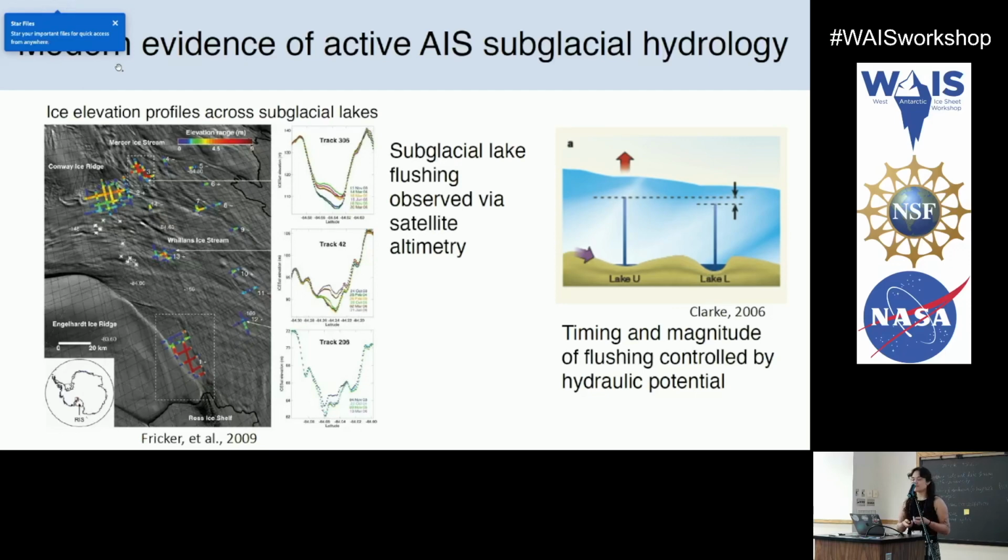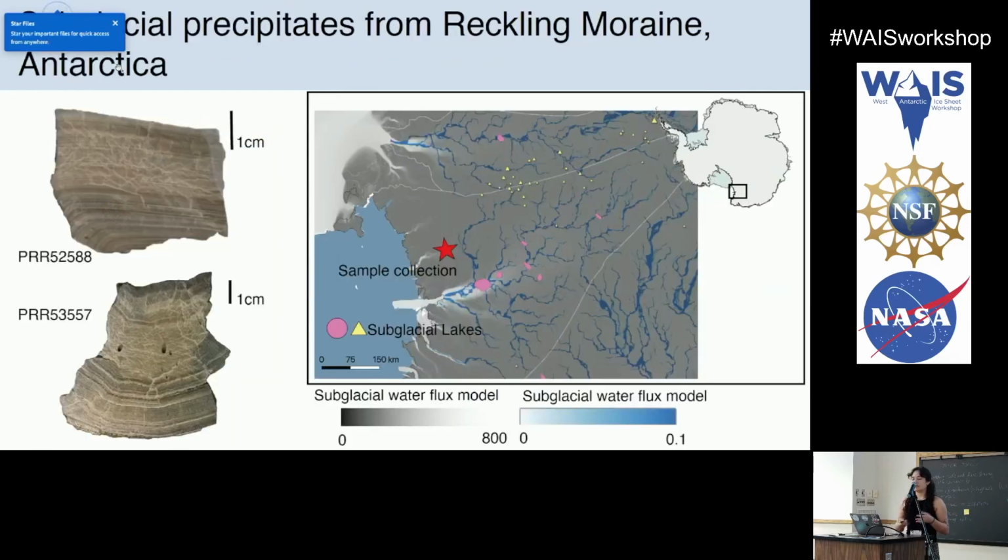So the timing and magnitude of this subglacial lake flushing is controlled by hydraulic potential, which is mainly set by steepness of ice with some sensitivity to ice thickness and meltwater input. What that gives us is larger, more stable lakes closer to the interior of the ice sheet with smaller and less stable lakes closer to the margins. These systems have been studied over the last few decades, but we wanted to access the subglacial hydrologic record through deep time. We're going to do that by looking at these subglacial calcite precipitates, which were provided by the Polar Rock Repository.